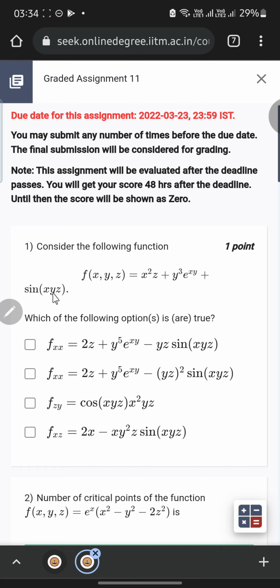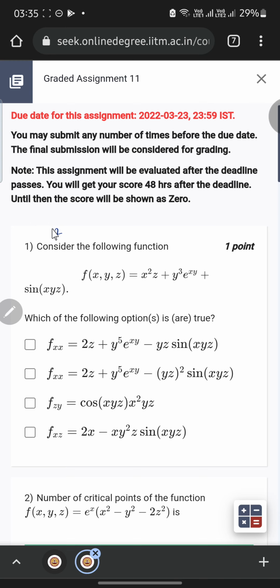According to the first option, we need to find this. Let me just write it: the second derivative of f with respect to x squared. This is what needs to be found in the first or second option, whichever is correct. So I'll start with that.